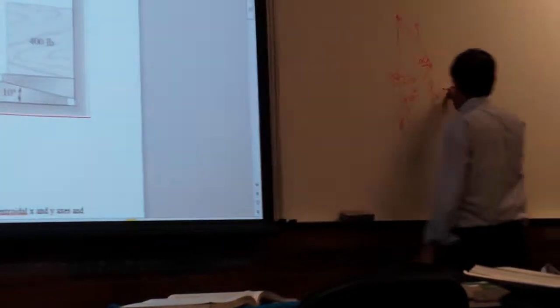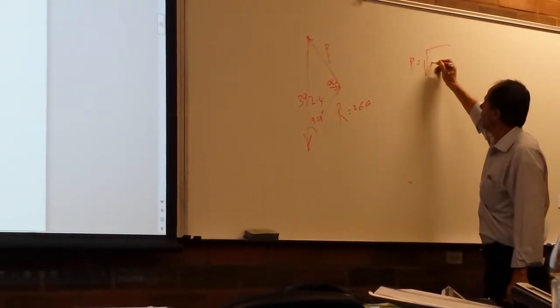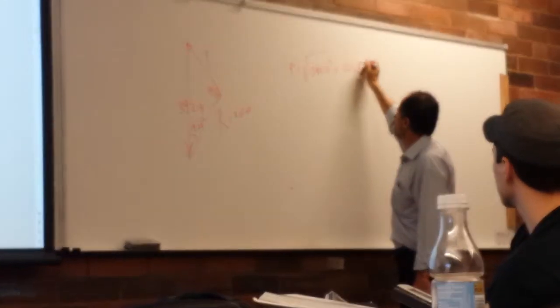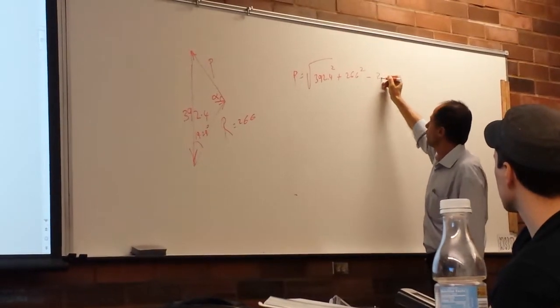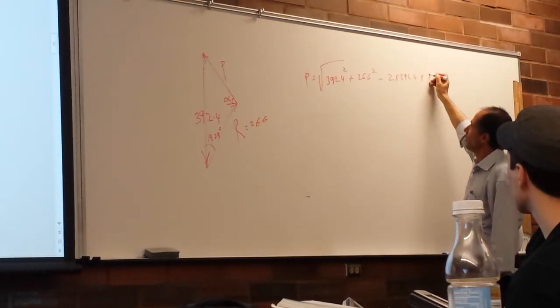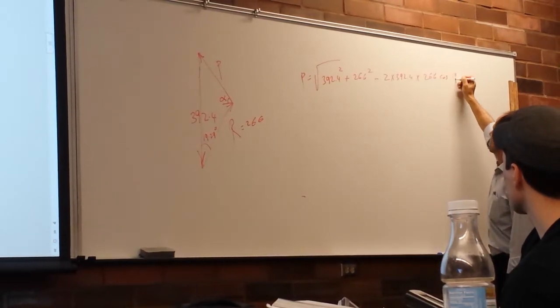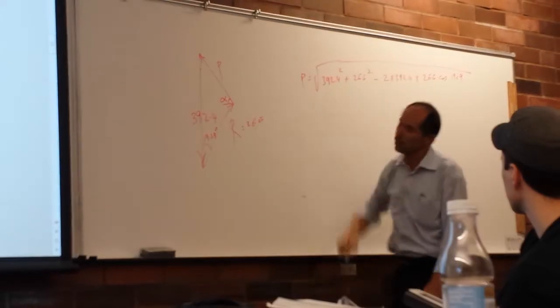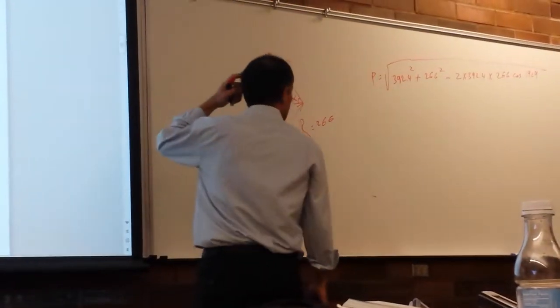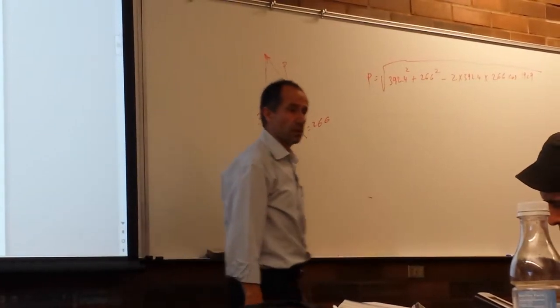So if this is 266, P equals the square root of 3924 squared plus 266 squared, negative 2 times 3924 times 266 cosine 19.29. Or you could use the law of sines too. Agree on that? Yes. We don't know all angles at this moment. We don't know all angles.